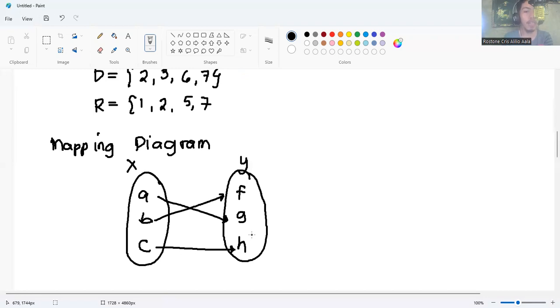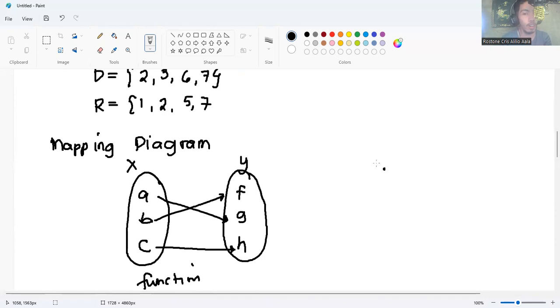So paano naman daw natin malalaman kung ito ay function o hindi function? So, tingnan nyo maigi yung ating X or yung ating domain. Ang sabi daw sa mapping diagram, kapag ang isang domain ay may dalawa o higit pang partner, hindi na siya function. Tandaan nyo, sa domain tayo tumitingin. Kapag daw ang isang domain ay merong dalawa o higit pang partner, hindi na siya magiging function. In this illustration, it is a function. Kasi yung A, isa lang ang partner, si G. Yung B, isa lang ang kanyang partner, si F. Si C, isa lang din ang kanyang partner, si H.